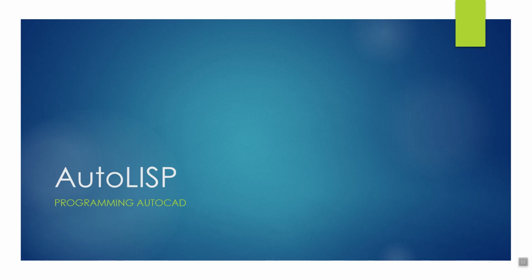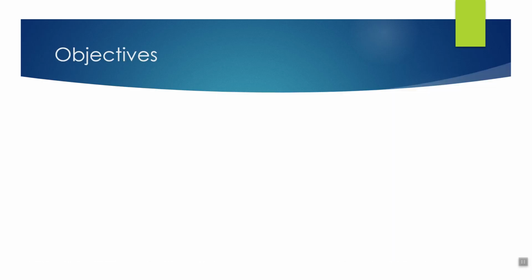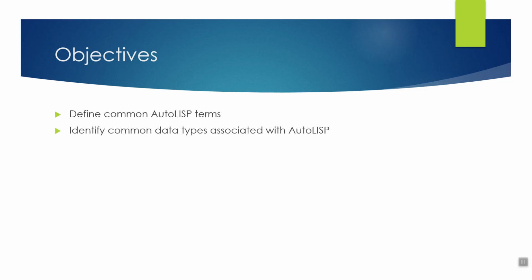This video is going to cover the basics of AutoLISP, programming using LISP in AutoCAD. So let's look at our objectives here. First of all, we're going to be able to define common AutoLISP terms so that when I'm discussing new terms throughout this lecture, you'll be able to understand what I'm talking about. We're also going to identify common data types associated with AutoLISP.